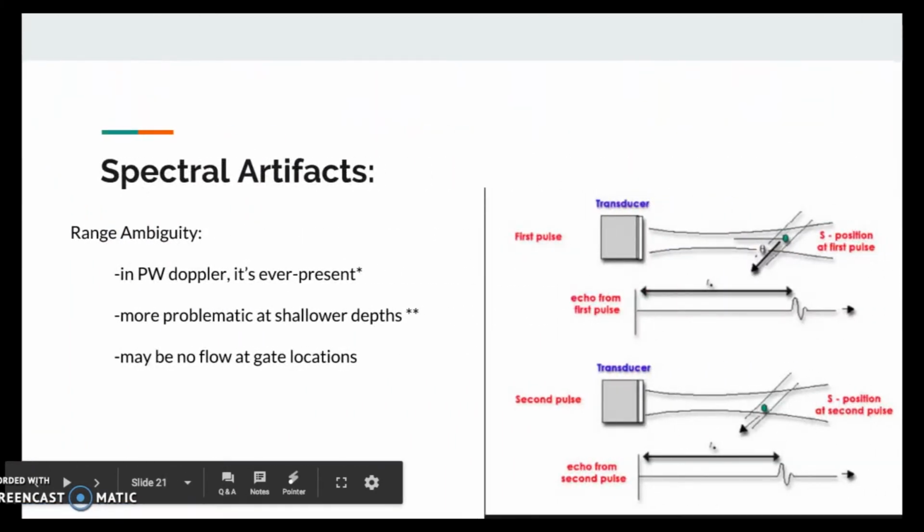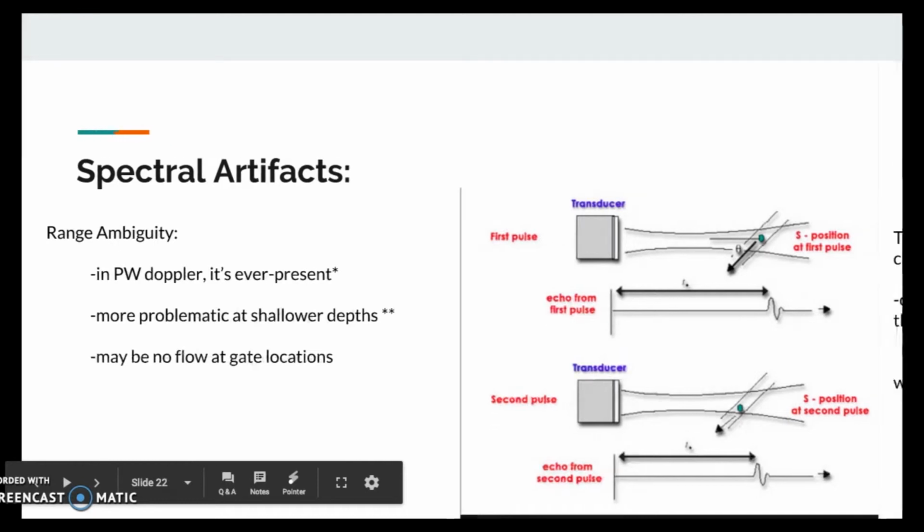In pulsed wave Doppler, it's ever present. Pulsed wave Doppler always receives multiple gate echoes. It becomes more problematic at shallower depths because there may be no flow at one of the gate locations, and ambiguous gates placed at shallower depths, of course, can interfere with the data.